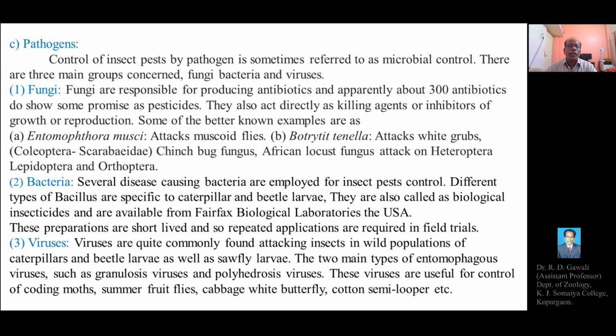The two main types of entomophagous viruses are granulosis virus and polyhedrosis virus. These can be used intentionally against larvae belonging to orders Lepidoptera, Coleoptera and Diptera for the control of insect pests of these orders. These viruses are useful for the control of codling moth, summer fruit flies, cabbage white butterfly, then cotton semi-looper.